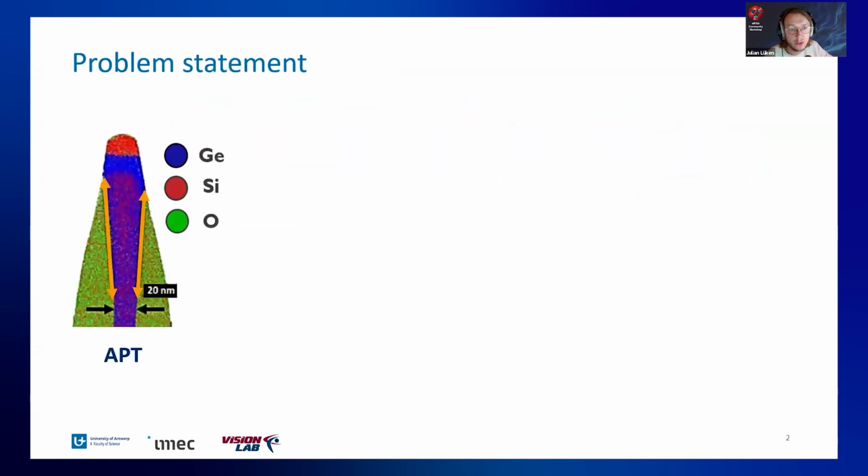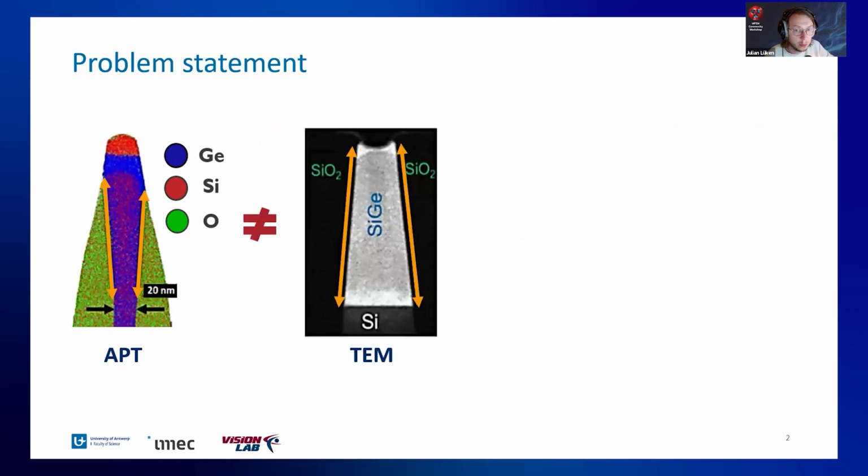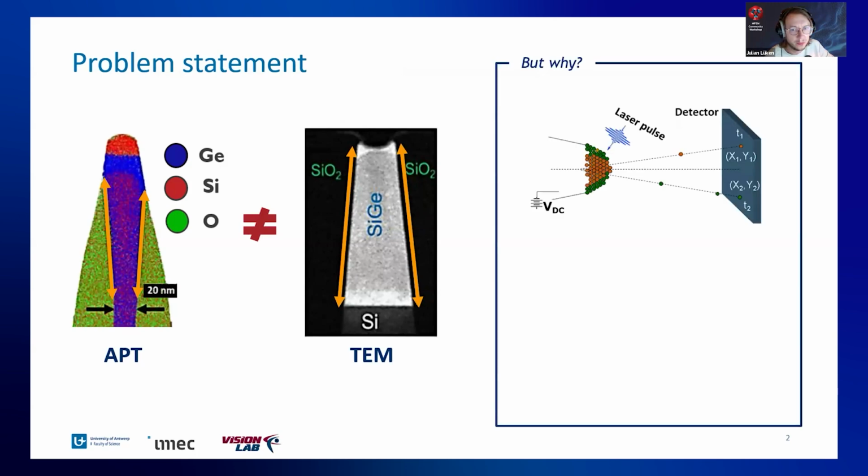However, there's an unresolved problem APT users struggle with. Have a look at this image where a non-planar transistor was analyzed. When compared to a TEM image of the same sample, we can see spatial distortion. To understand what is happening, let's have a brief look at how APT works.